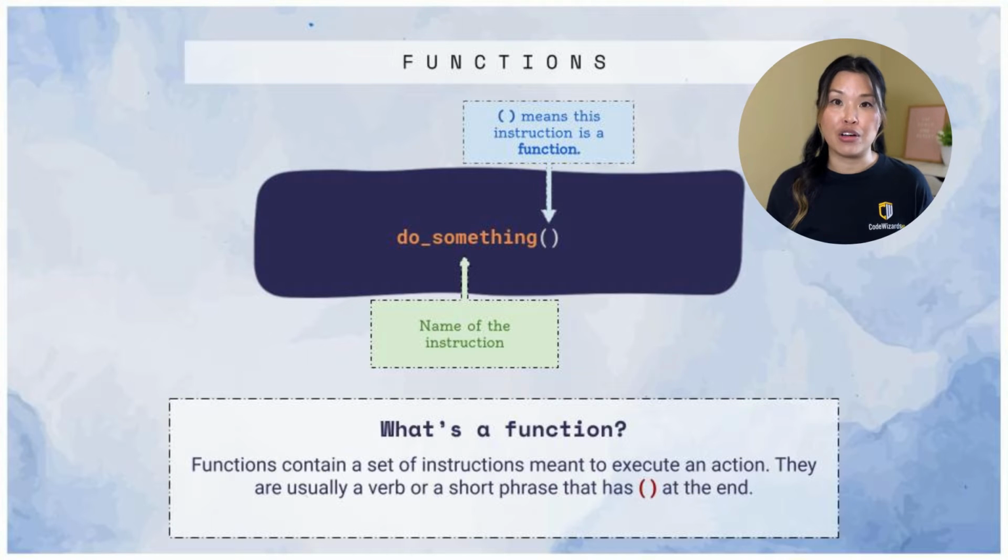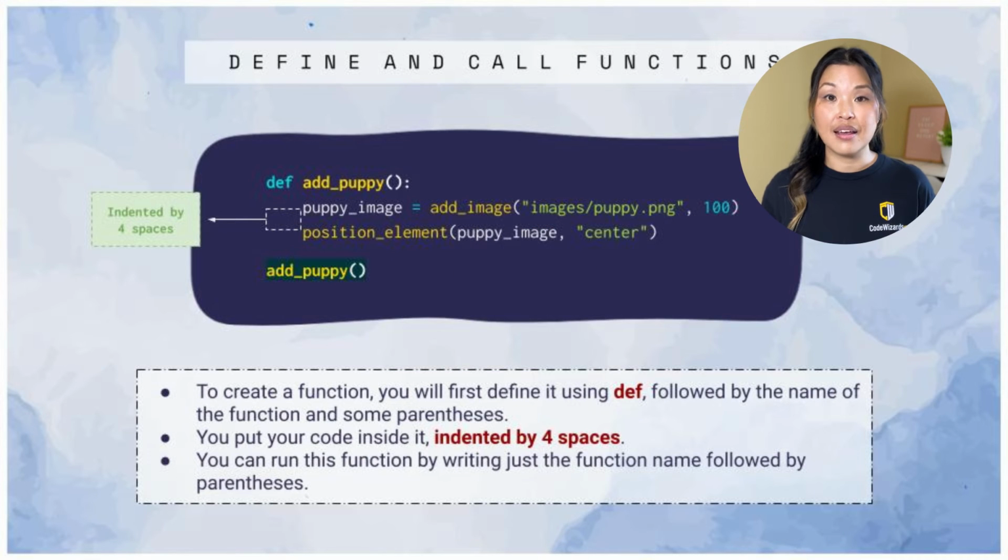And when we name functions, they're usually going to be a short verb or action that ends with parentheses at the end. So how we know that it's a function is that it has those open and closed parentheses at the end of it. Let's take a look at how we can create our own functions.